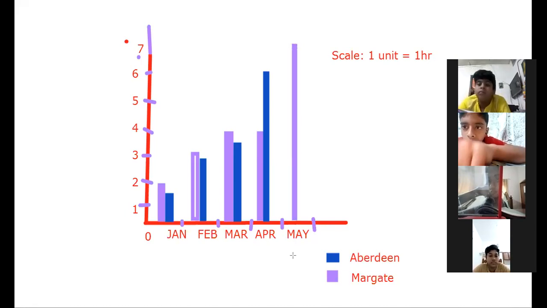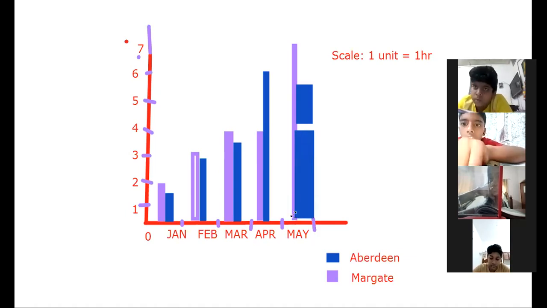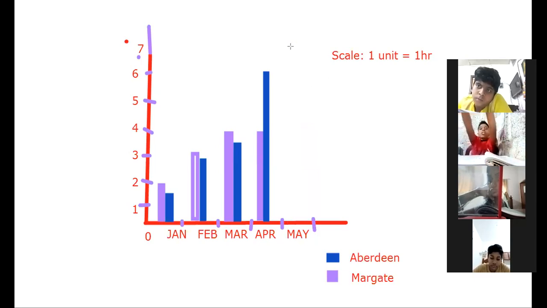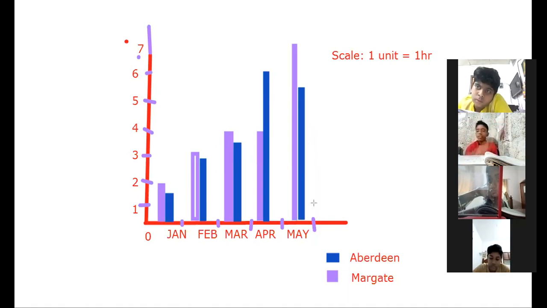Then what about the second city? It is 5 1/2. Then what is the point 5 1/2? It should be the middle point of 5 and 6. So locating the middle point of 5 and 6, we can draw a bar like this.